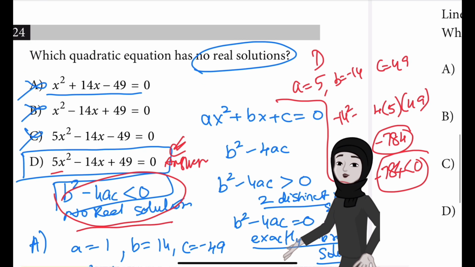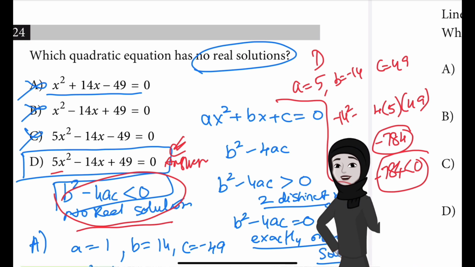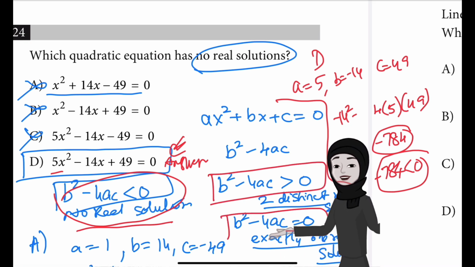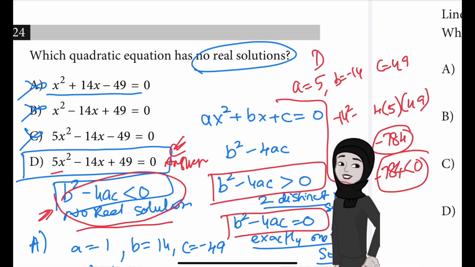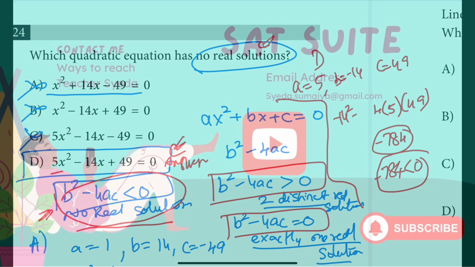So here what you mainly had to know was about the discriminant: what it means when b² − 4ac is greater than 0, and what it means when b² − 4ac is equal to 0. And in our case, what was needed was b² − 4ac less than 0, because no real solutions is what is needed. So I hope that's clear.